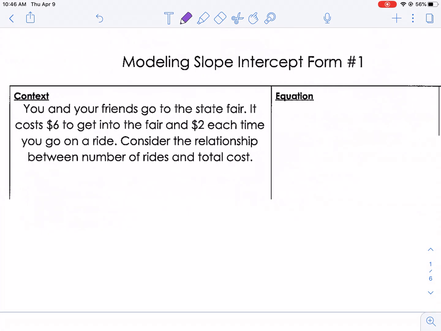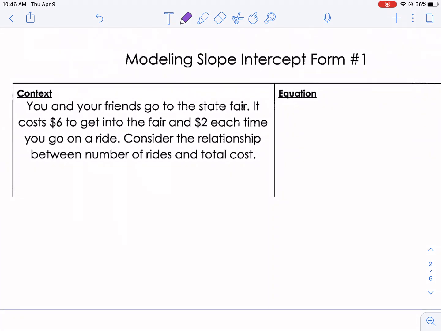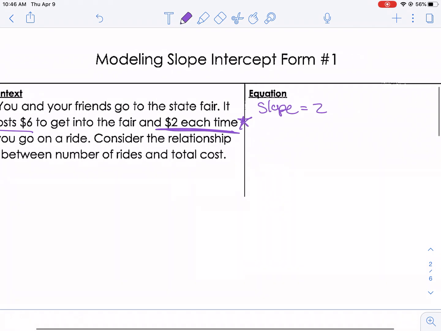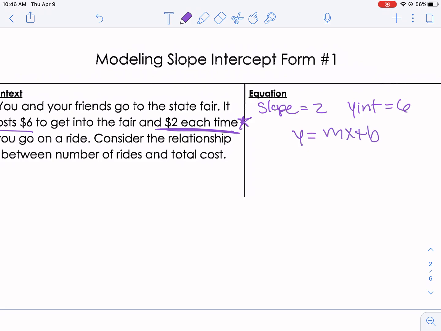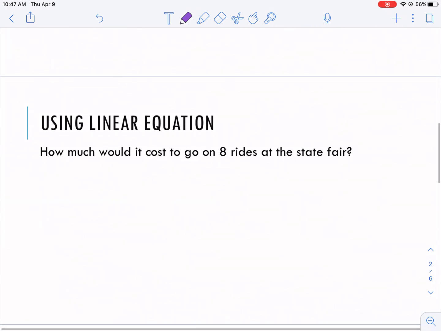So if you remember this example from last week, you and your friends go to the state fair. It costs $6 to get into the fair and $2 each time you go on a ride. So remember, because this is each time, the slope here is 2 and the y-intercept is 6. So if we have y equals mx plus b, our equation is y equals 2x plus 6, where x is the rides, specifically how many rides we go on, and then y is going to tell us the total cost here.